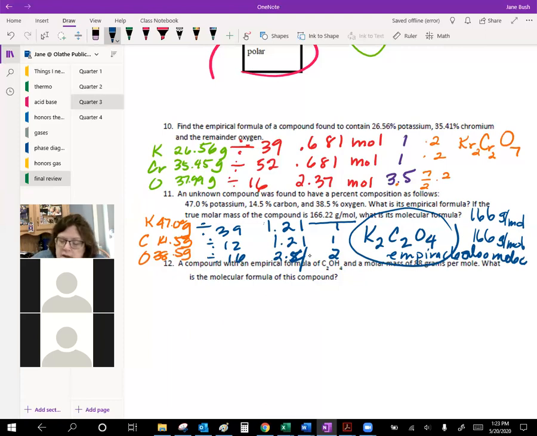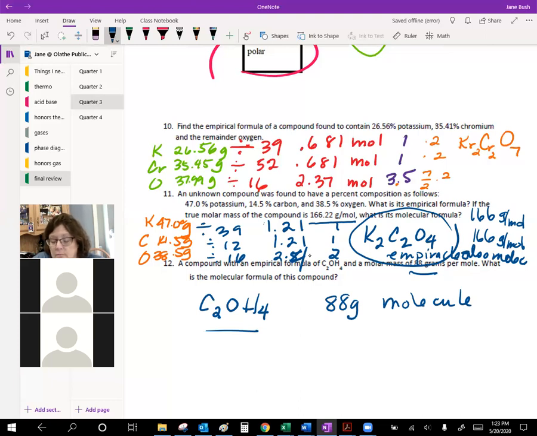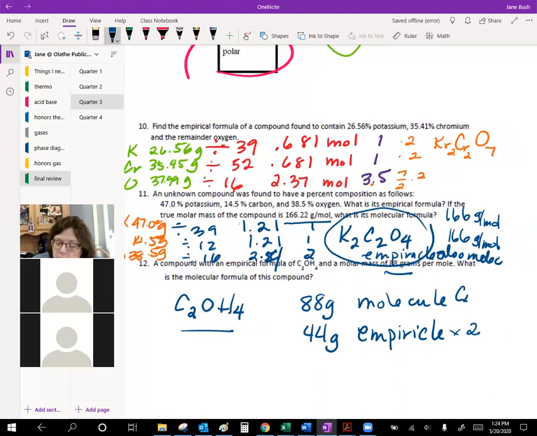Okay? The next one tells us that the empirical formula is C2OH4. And it tells us that the molar mass is 88 grams. So this is for the molecule. What is the empirical formula mass going to be? 12 times 2 is 24. 24 plus 16 is 40. Plus 4 more is 44. How many times bigger is the molecule than the empirical? Well, it's 2 times bigger, right? So the molecular formula is going to be C4O2H8. Okay? That make sense?